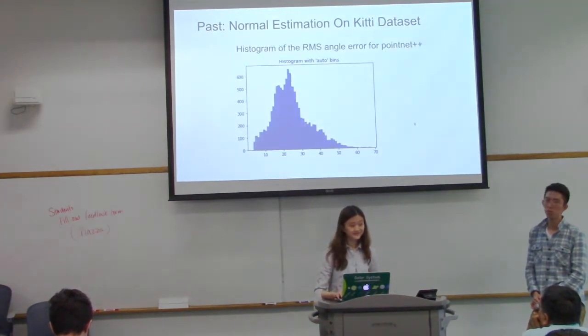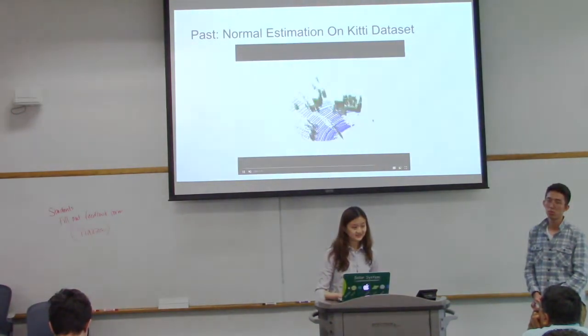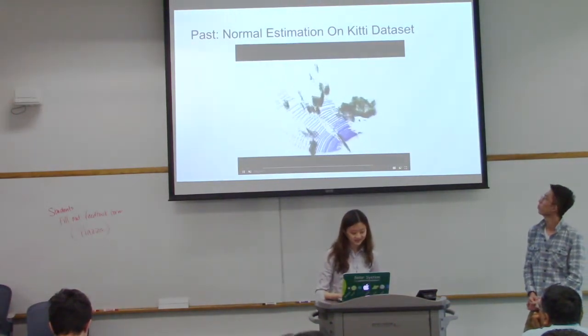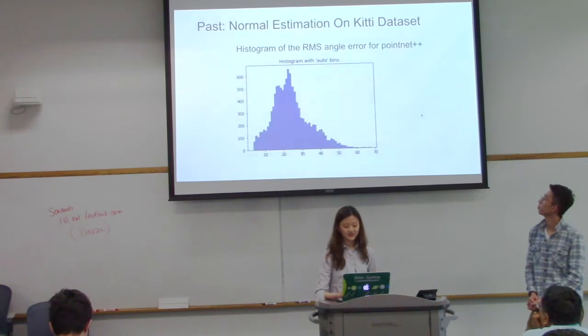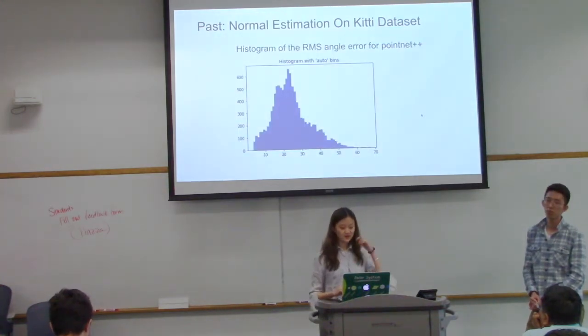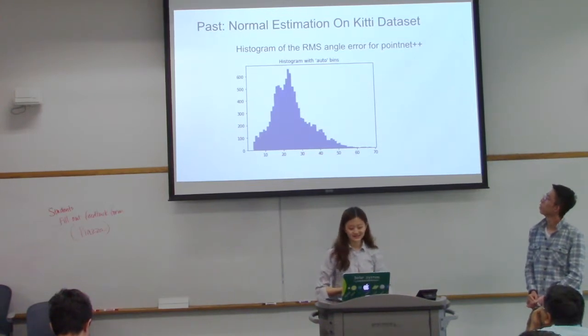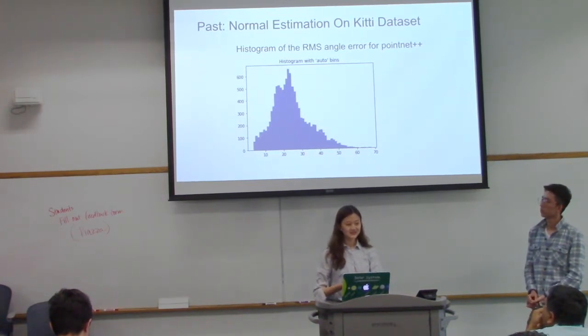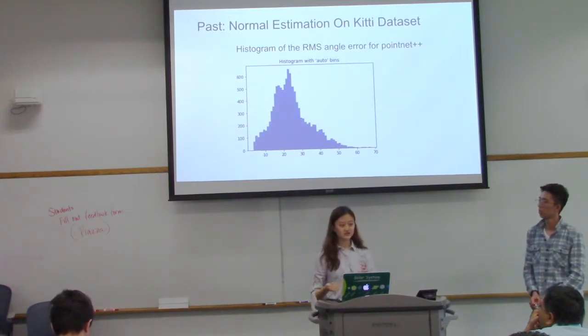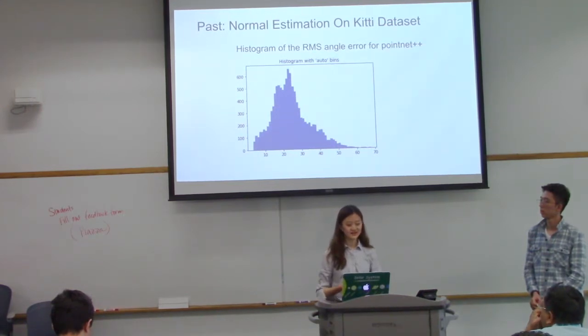Now, these average errors look really huge, 30 degrees, right? Yeah, and here's a histogram. In the PCPNet paper, the RMS angle error is also about 20, and their results are pretty good. It's like 15 to 30, around 20 degrees.